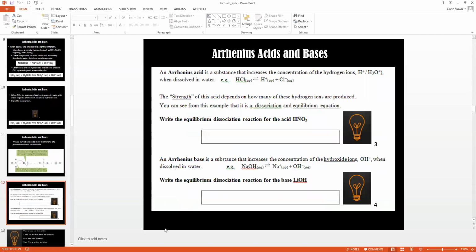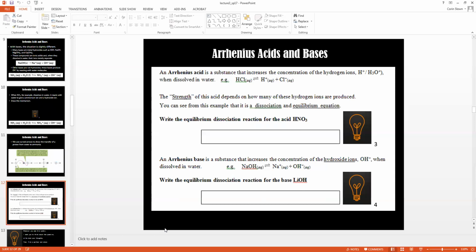So if you have an Arrhenius acid, that's going to increase the concentration of hydrogen ions when I place it in water. So the strength of this acid really depends upon how many of these hydrogen ions are produced. And you can actually see that this is going to be a dissociation, and it's going to require an equilibrium equation. So write the dissociation reaction for HNO3.